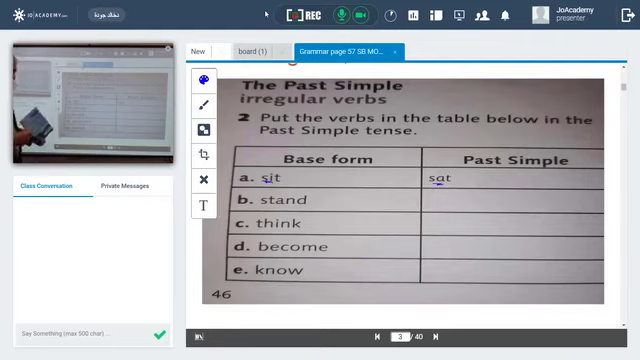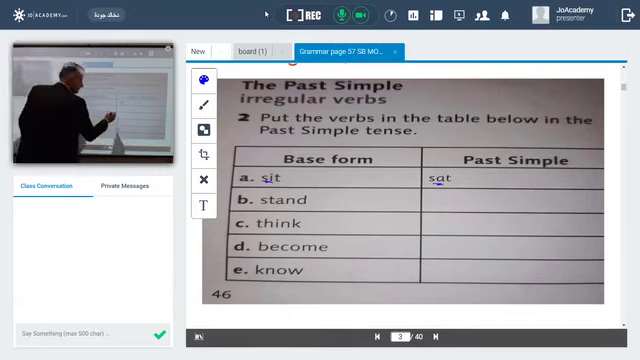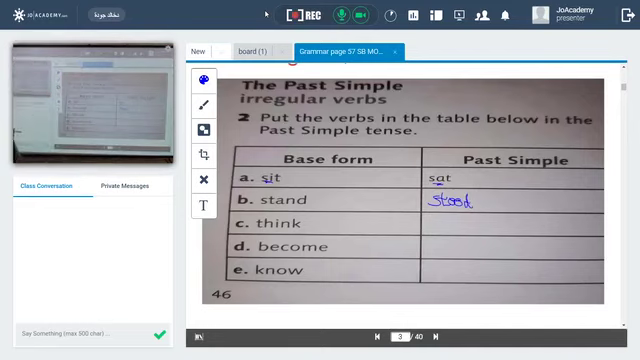As I told you, go to page 78 and 79 and try to find these verbs there. You will find them alphabetically ordered. So the verb stand, as you can see, stand becomes what? It becomes stood. Okay, so stand becomes stood.